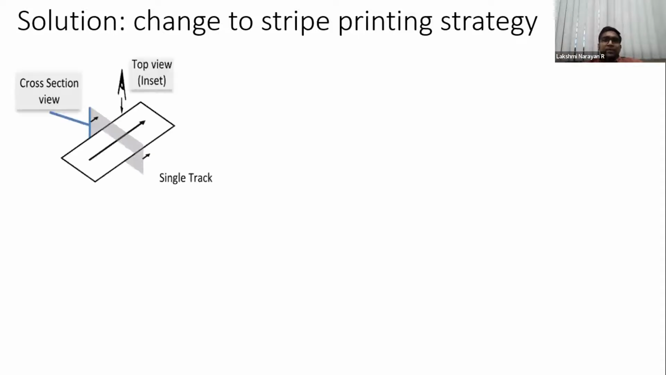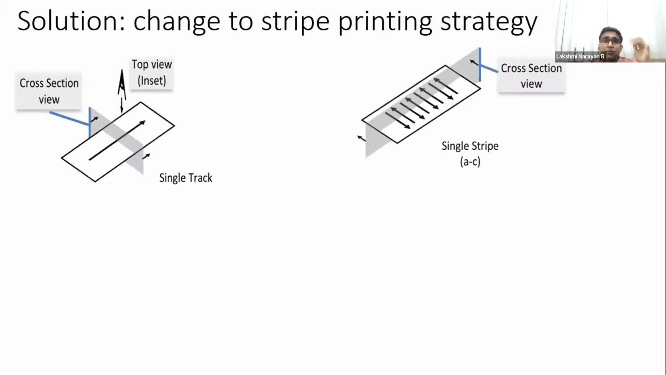Okay. So what we tried to do is we reassessed the strategy. We thought, okay, let's just look at what we are doing. Let us see, we are looking at a single track scan, and we are assessing the properties. Okay, so that's a viable strategy because most of the additive manufacturing researchers are doing that. We said that we are now going to change the hatching strategy a little bit. We are going to do single stripe.